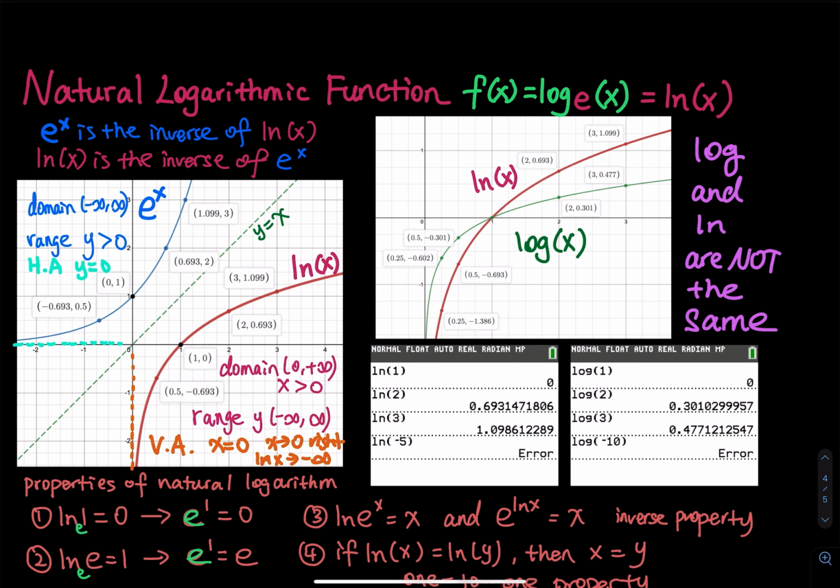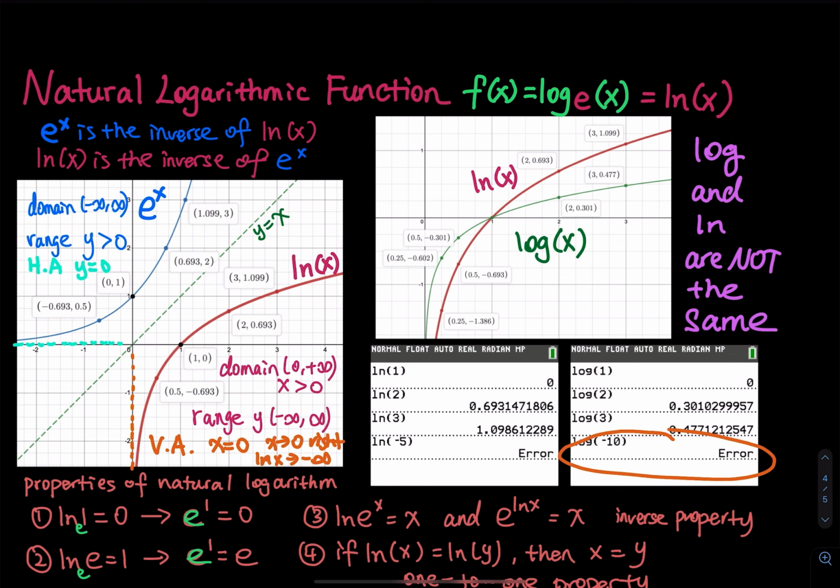So ln 1 and log of 1 are both equal to 0. ln 2 and log of 2 are not the same. One is 0.69 and the other one is 0.3. Log of 3, they are not the same at all. And then how about the last line? ln of -5. How come this is an error? Because for ln, x must be positive. ln of a negative is undefined.